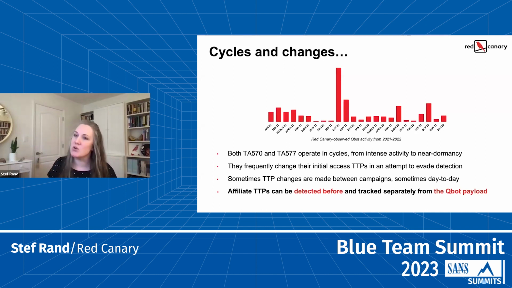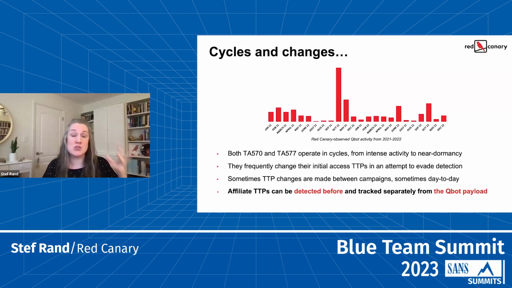So they operate in cycles, as you can see. They have really intense activity. They'll go to pretty quiet, near dormancy. And they change their loader initial access techniques and TTPs a lot in an attempt to evade detection. There's good evidence or some theories that they do development cycles. So they actually test out new TTPs and techniques between campaigns to see what will be most effective. But within campaigns, there will also be a ton of changes, sometimes like within the day.